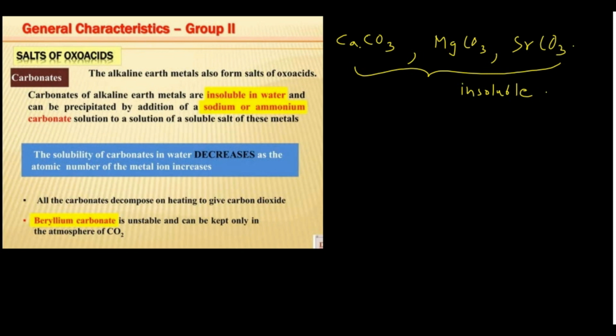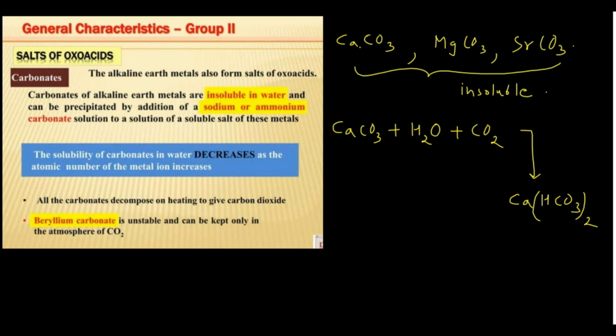In that case, you can focus on this particular reaction. Say my calcium carbonate is there, which is the most insoluble substance in water hardness. Okay, and if you try to dissolve this into the water, it will remain undissolved or insoluble. But if you pass the carbon dioxide gas through this saturated solution, the calcium carbonate dissolves, because calcium bicarbonate is the product in that case. Similarly, you can do this reaction with your magnesium carbonate as well as your strontium carbonate. Okay, so this is how you can prepare.